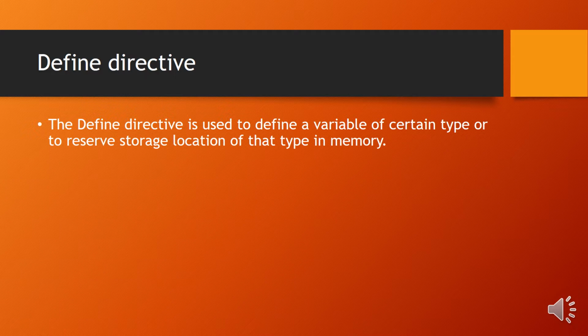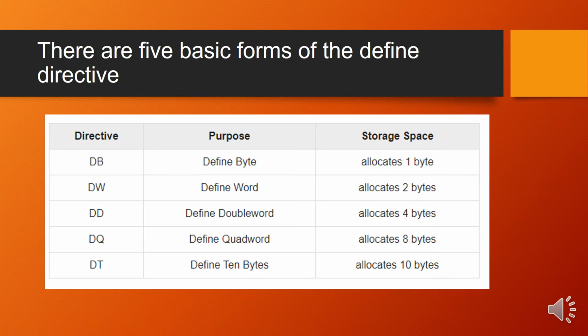We extensively use define directives to define bytes, words, double words, quad words, and 10 bytes. The directive used for defining a byte is db. db means it will allocate 1 byte of memory space for whatever variable you have defined. There is another variant, dw, which stands for define word, and it allocates 2 bytes or 16 bits. Then there is another one, the double word.